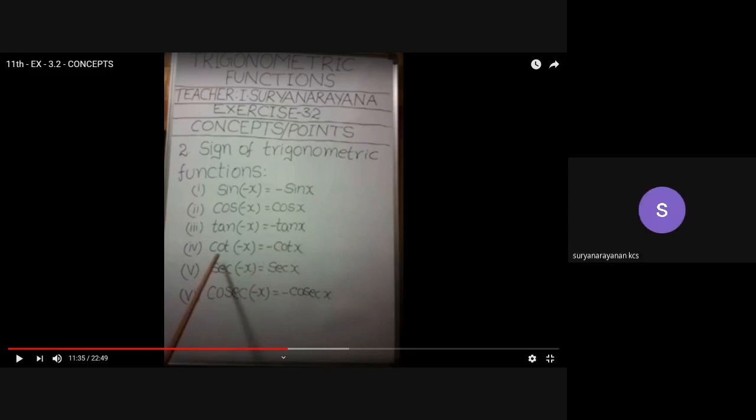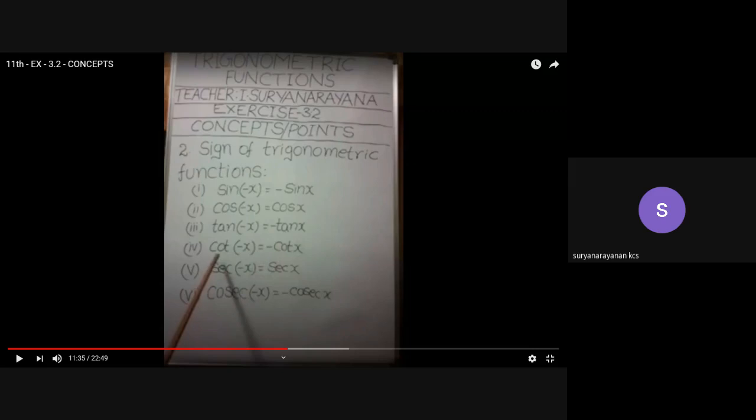Rexlin, cos of minus x equals cos x. Nikhil, cos of minus x equal to cos x. Benjamin, cos of minus x equal to cos x. Richan, cos of minus x is equal to cos x. Very good. Please memorize these formulae, my dear children. These are very, very important for this chapter. Not only for this chapter, for the next year also, you use these formulae.